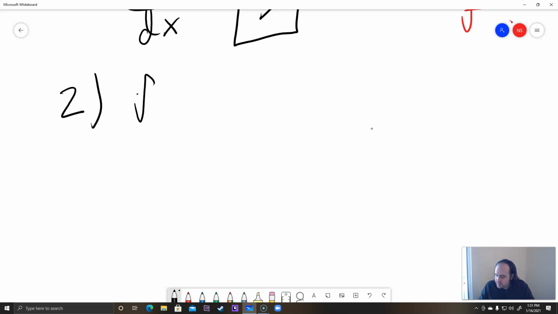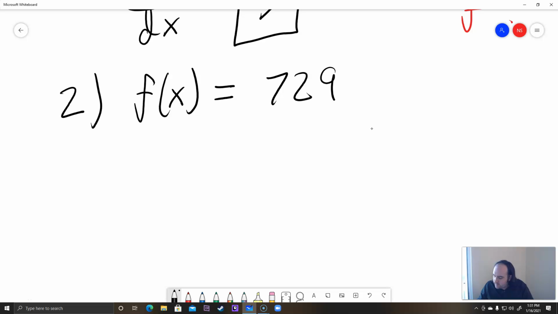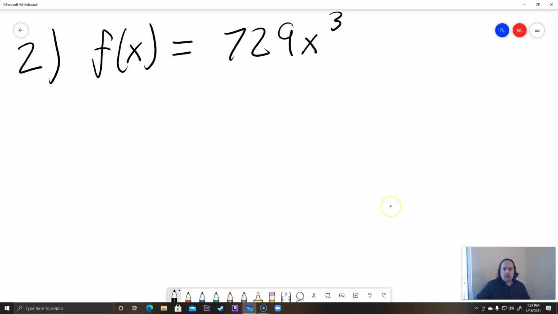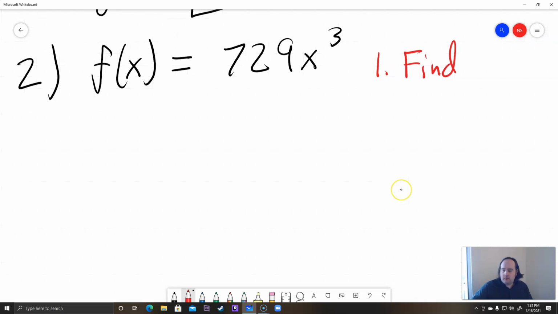For problem number 2, f of x is equal to 729 x cubed. Once again, they want us to find d f inverse dx, in other words, f inverse prime of x. So once again, I'm going to be using method 2 because it's just quicker in most cases and easier. So our first step is going to be to find f inverse.